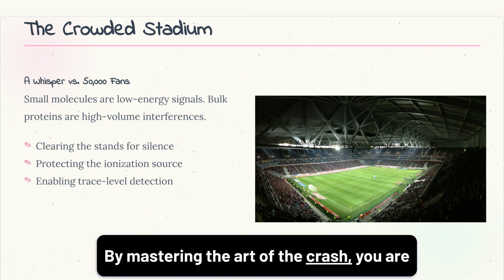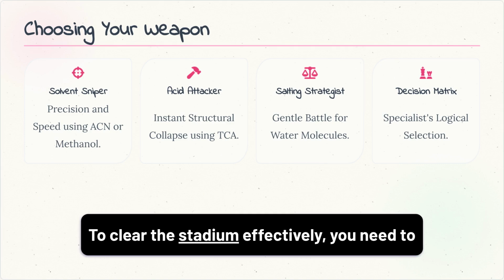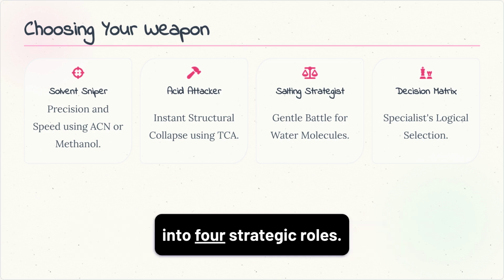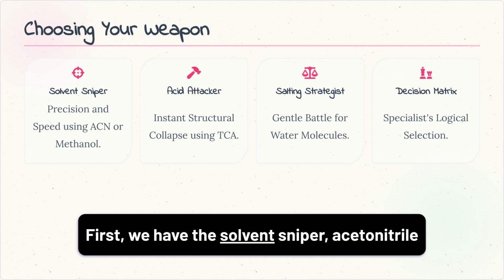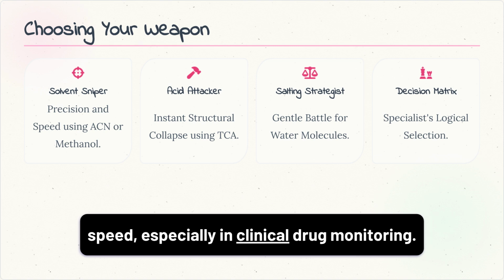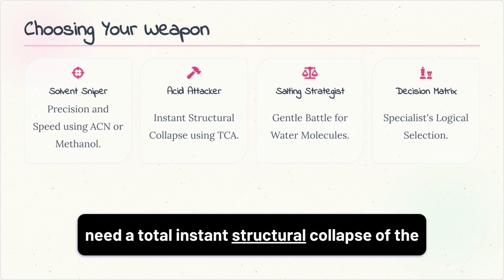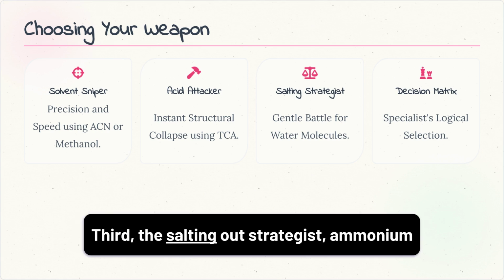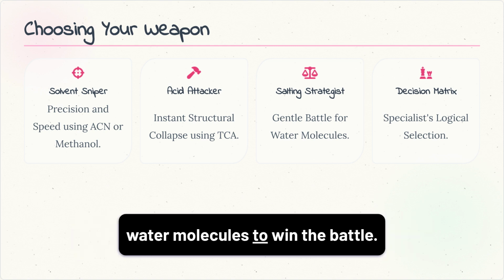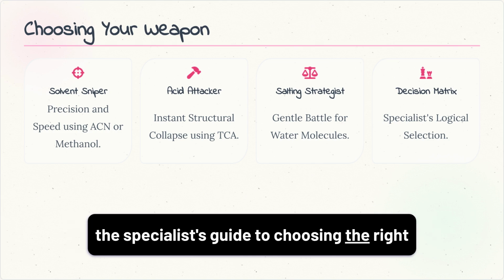By mastering the art of the crash, you are essentially turning off the stadium's PA system and sending the crowd home. To clear the stadium effectively, you need to choose the right strategy. We categorize our protein clearing techniques into 4 strategic roles. First, we have the solvent sniper, acetonitrile and methanol, which we use for precision and speed, especially in clinical drug monitoring. Second, the acid attacker TCA, for when you need a total, instant structural collapse of the protein crowd. Third, the salting out strategist, ammonium sulfate, a gentle giant that uses the physics of water molecules to win the battle. Finally, we will wrap up with the decision matrix, the specialist's guide to choosing the right weapon.